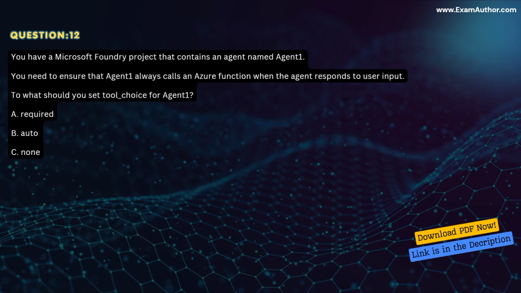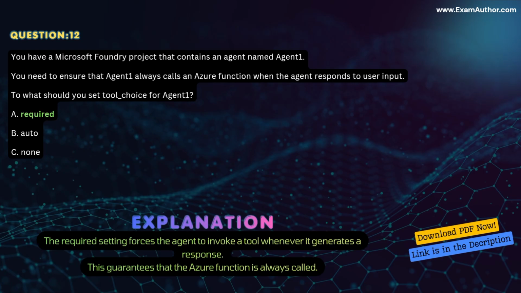Question 12. You have a Microsoft Foundry project that contains an agent named Agent 1. You need to ensure that Agent 1 always calls an Azure function when the agent responds to user input. To what should you set tool_choice for Agent 1? A. Required. B. Auto. C. None. Answer A. Required. Explanation. The required setting forces the agent to invoke a tool whenever it generates a response. This guarantees that the Azure function is always called.